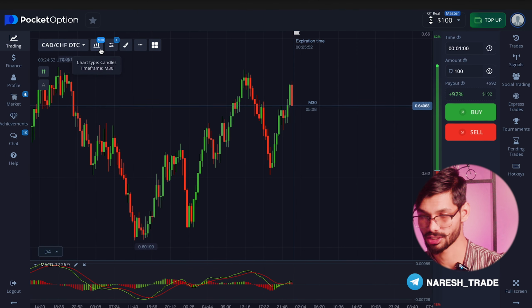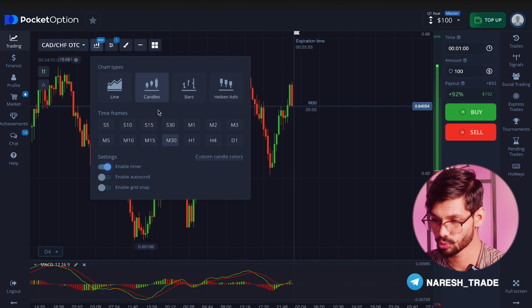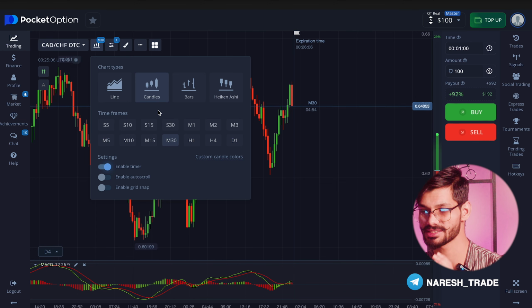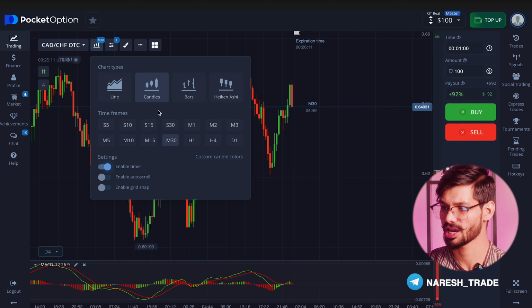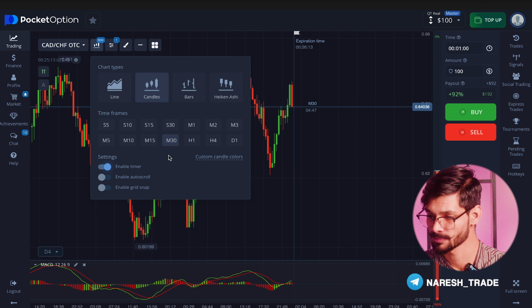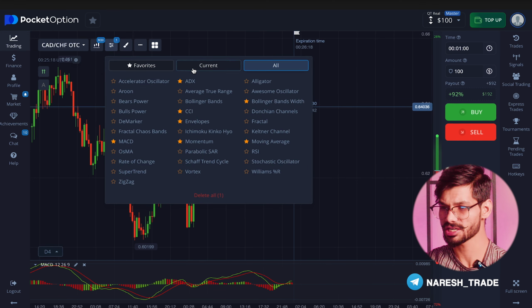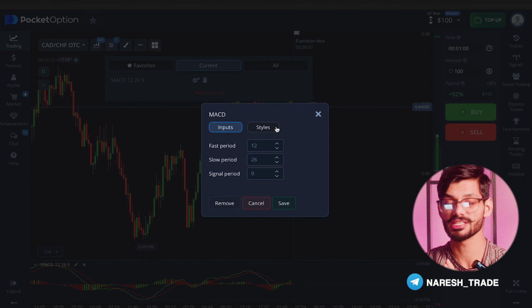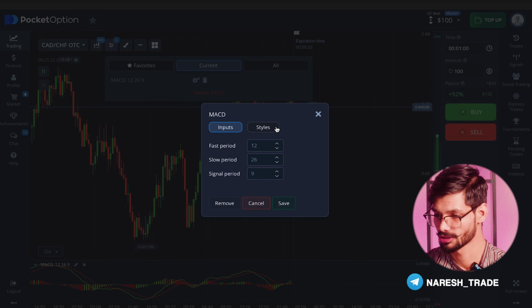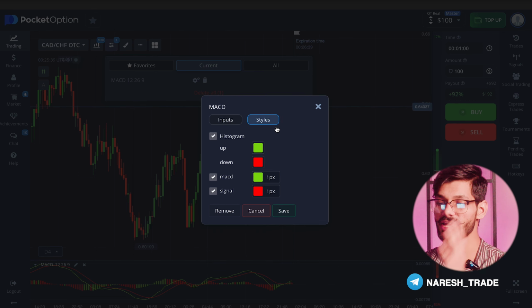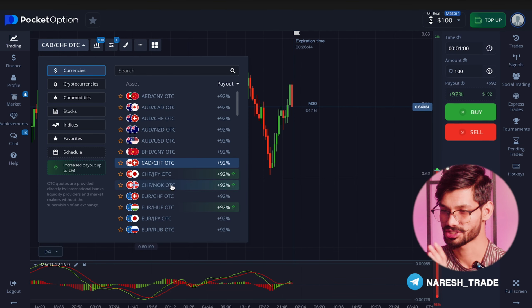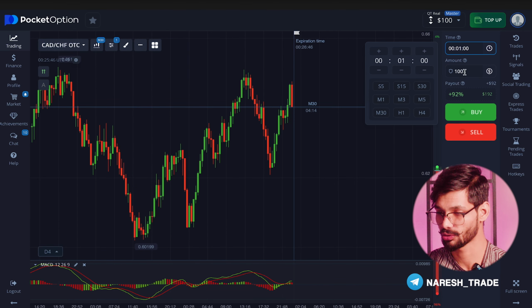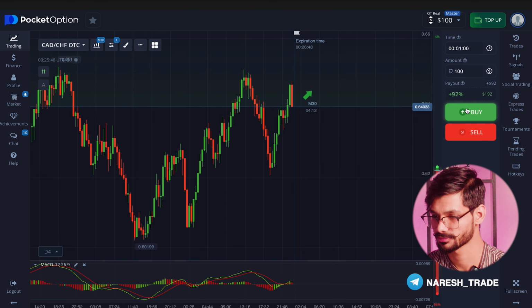In order for the strategy to work, you need to set the same settings as mine. First, we set the candle type with a time frame of 30 minutes. Then turn on the MACD indicator. You can see the settings of this indicator on the screen. Well, we choose the CAD/CHF currency pair. The transaction time is 1 minute. Now let's move on to the transactions.